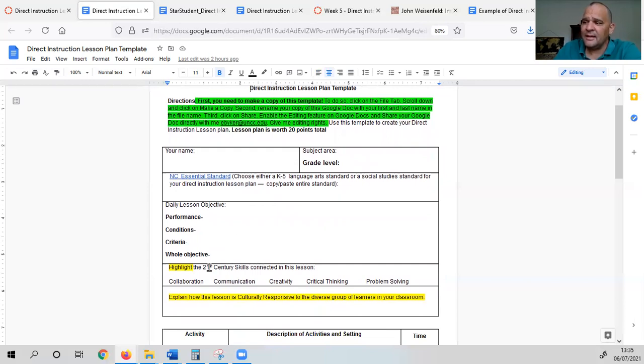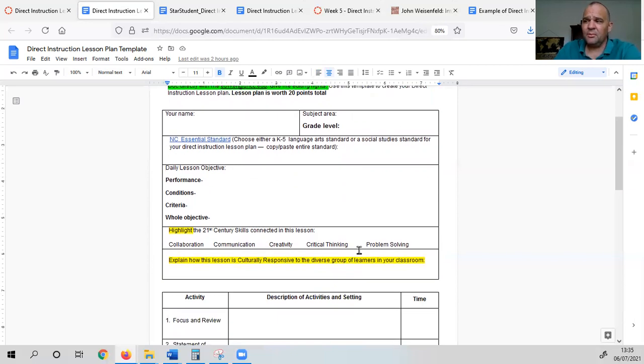You'll also highlight the 21st century skills in this lesson. So when we think of 21st century skills, I want you to think of 5 different skills. One is collaborate. Do the students collaborate or work together in this lesson? Communication is another important 21st century skill. Creativity, critical thinking, and problem solving. Those are the 5 what we identify as 21st century skills.